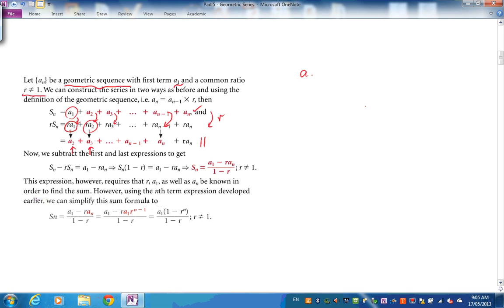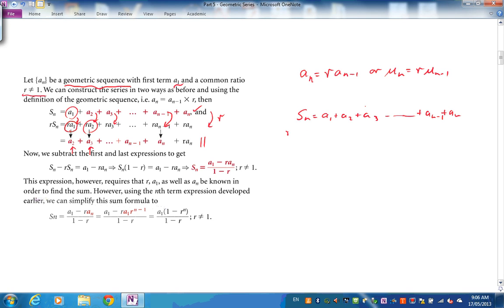Remembering in APs now, any term is r times the preceding term, or in IB notation, it's like this. So, what have we actually got? Let's write it down now. Sn was a1 plus a2 plus a3 up to a(n-1) plus an.